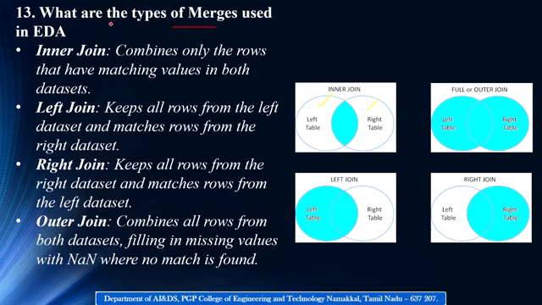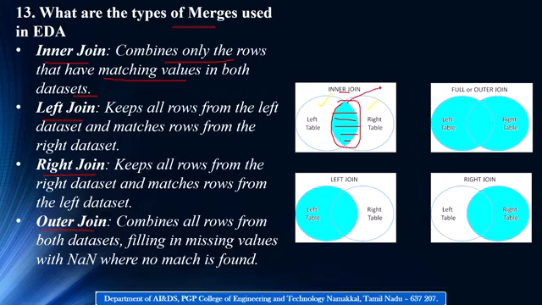Now, what are the types of merges available? There are basically four different types of merges available. You might have studied this in the database course also: inner join, left join, right join, and outer join. We'll go one by one. What does inner join mean? The data combines only the rows that are matching the values in both the data sets. So in data set A and data set B, what is available in both the data sets is called the inner join.